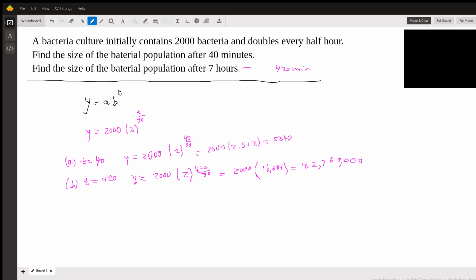7 hours is going to be 14 periods, 14 doublings. That's another way I could have done it. 2 to the 14th is 16,384, so that matches. So it'd be 2 to the 14. Okay. So those are your two answers.